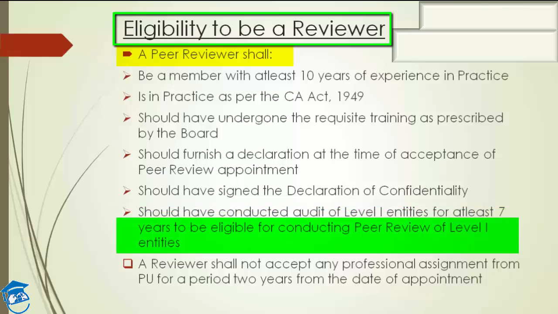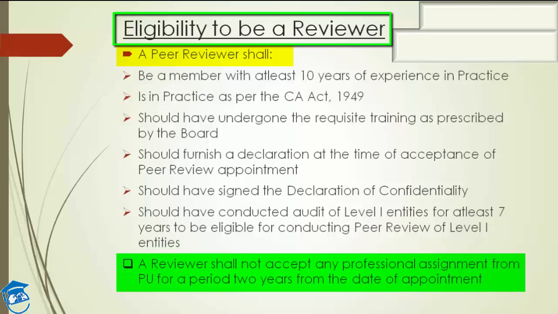Next, a reviewer shall not accept any professional assignment from the practicing unit for a period of 2 years from the date of appointment. Also, if you want to be a reviewer, guys, then the members should not have any kind of disciplinary action or proceedings pending against them.